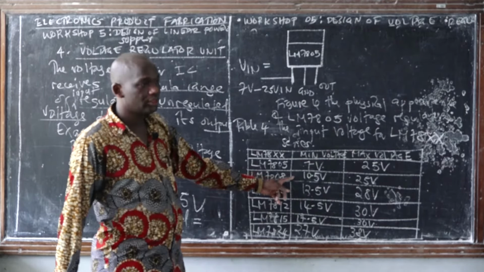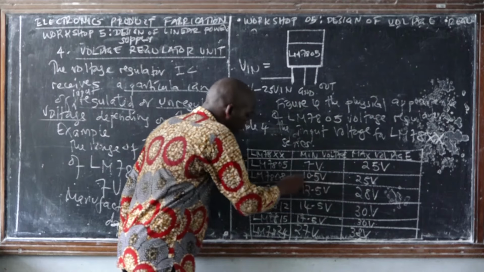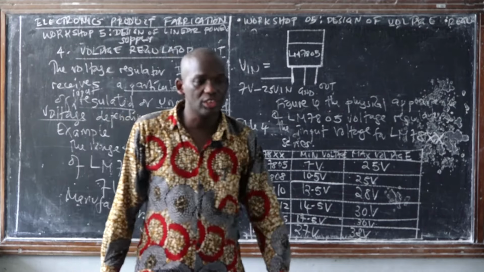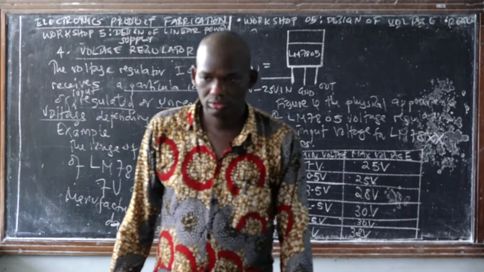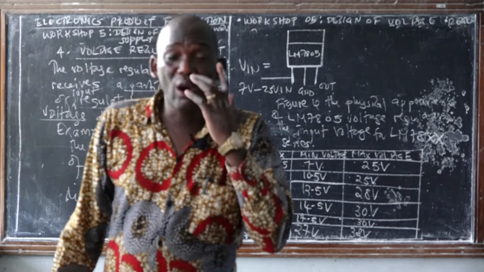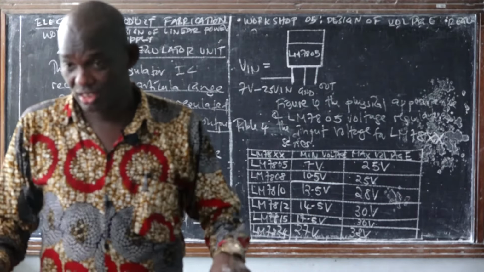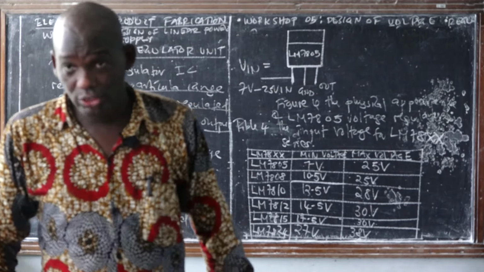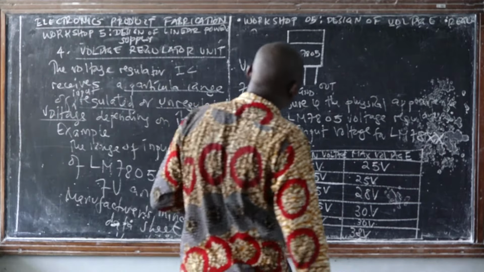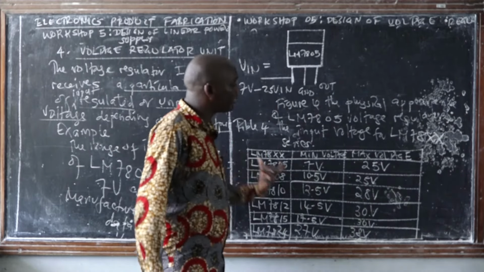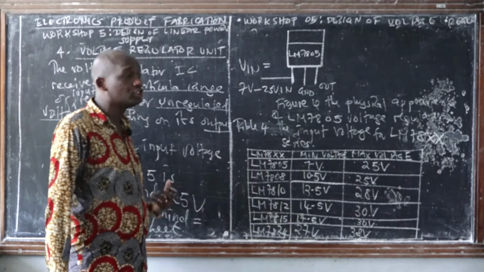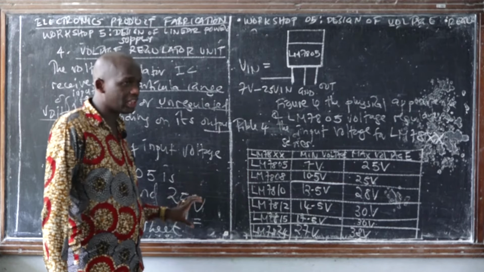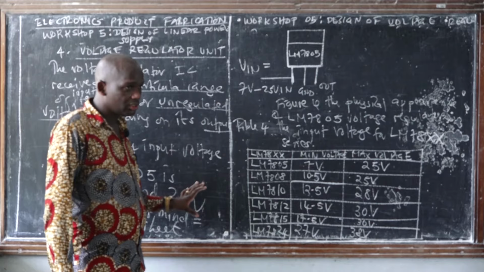Then we have LM7808, with 10.25 volt minimum. When you feed, let's say, 9 volt into the LM7808, it won't give you 8 volt. Your entire linear power supply will be misbehaving. So the problem is not the voltage regulator, the problem is your input voltage. I know this is a common problem, especially in prototyping.